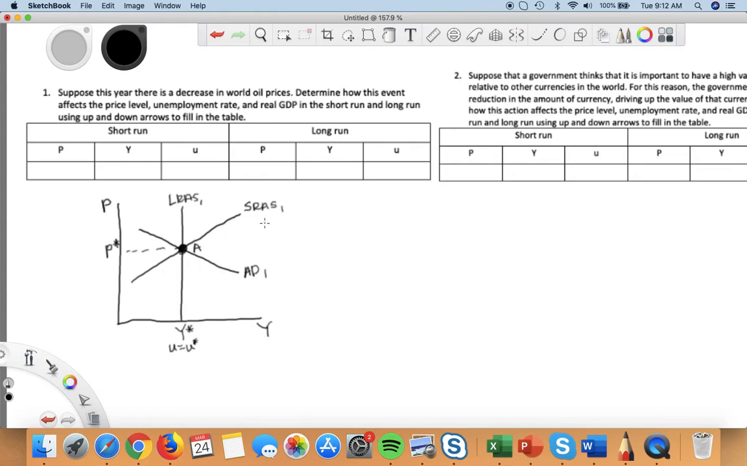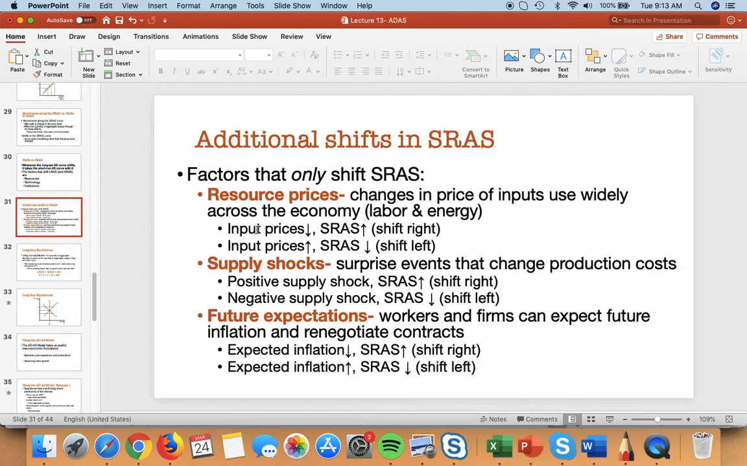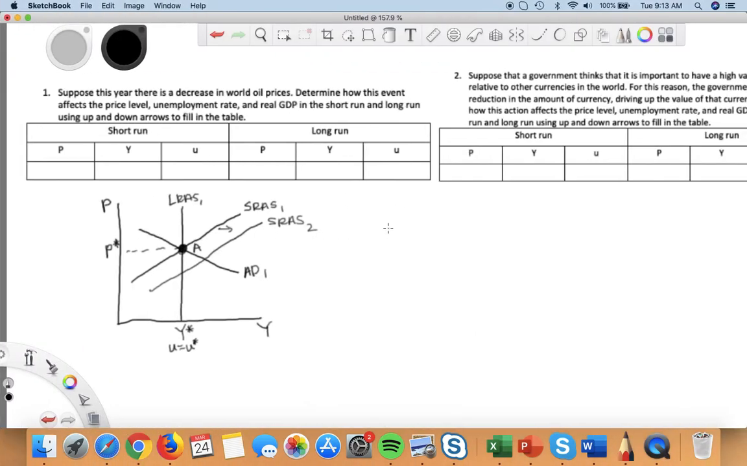That's the next step, and we have to figure out the direction. This one's kind of counterintuitive, but if resource prices actually decrease, that means my suppliers are actually going to supply more. This line is going to shift to the right and increase because now it is cheaper to produce things, right? It's cheaper to transport things and all that good stuff. So we'll call this SRAS2. Just as a reminder, input prices fall, just like in this problem. SRAS increases or shifts to the right. So that's what we drew here.